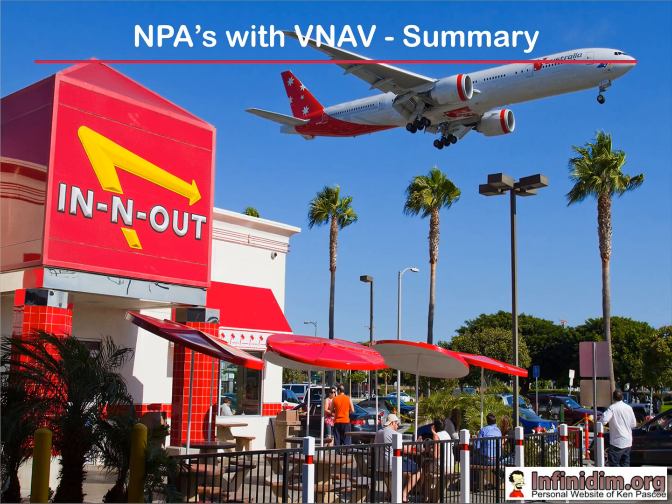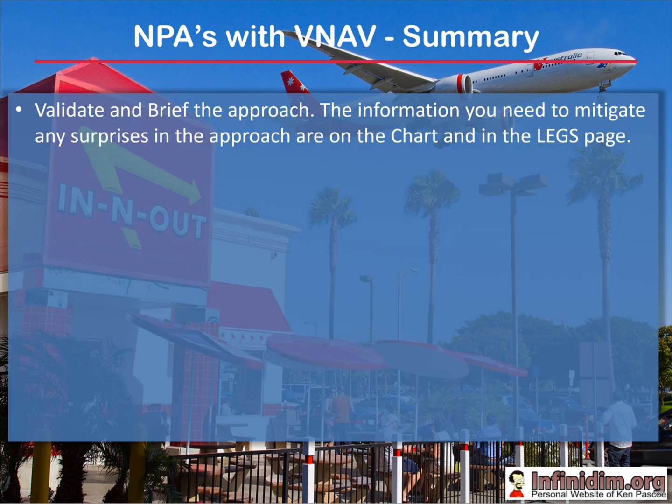Okay, so let's just summarize with a few of the highlights. Validate and brief the approach. The information you need to mitigate any surprises in the approach are on the chart and in the legs page and in the discrepancies between the two.